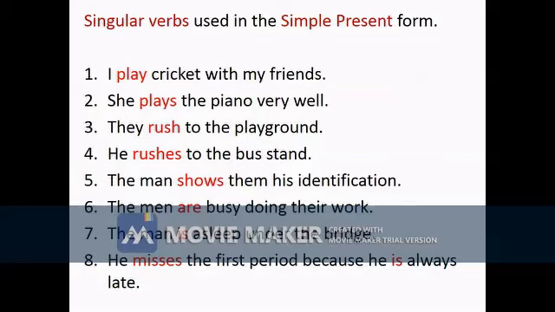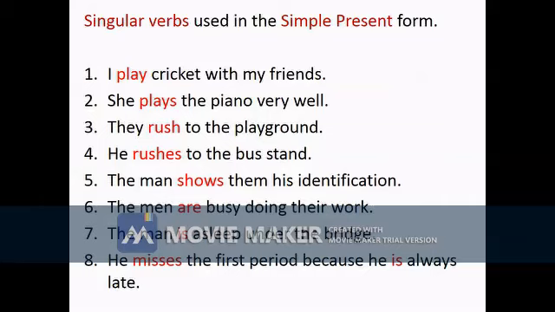Similarly, the man shows them his identification. Here also you see the same thing. Man is singular and shows has an s attached to it. The men are busy. The word men is plural and are is plural in number. Similarly, the man is asleep. Here also we see that the word man is singular and the verb once again is singular.